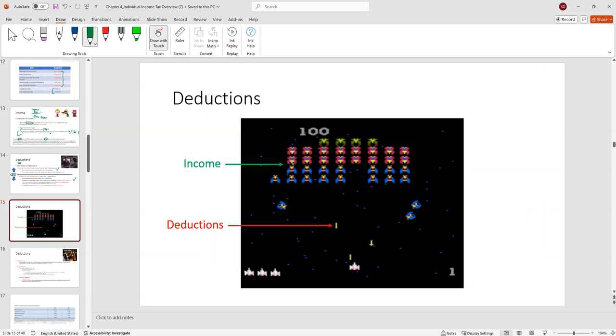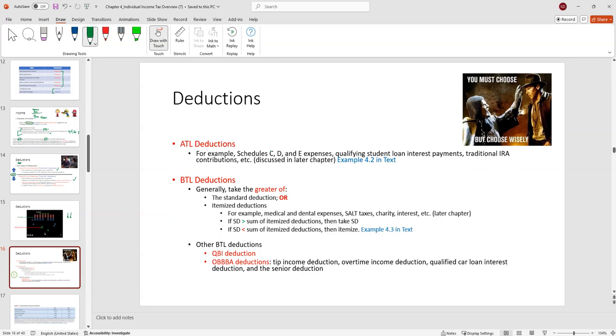Essentially with a deduction, this is kind of like the income is coming towards us. Deductions are our weapons that help reduce the income, right? So deductions are a good thing. The more deduction you have, the less taxable income you have. The less taxable income you have, the less tax you pay. The less tax you pay, the more money you keep. Ergo, deductions are a good thing. So we start with the above the line deductions. Essentially these are a series of deductions like A, B, C, D, E, F, if you qualify for them, right?